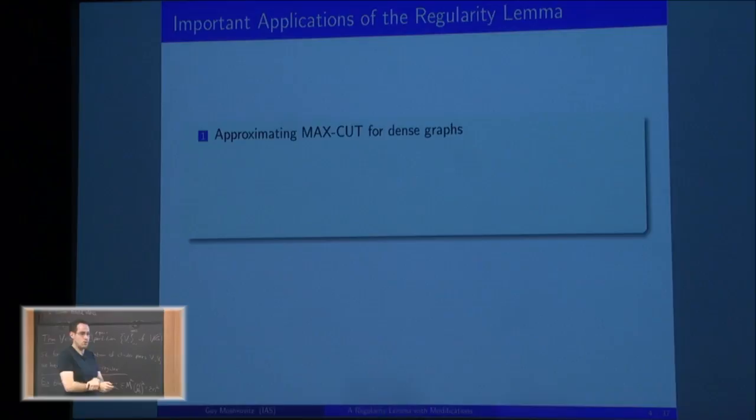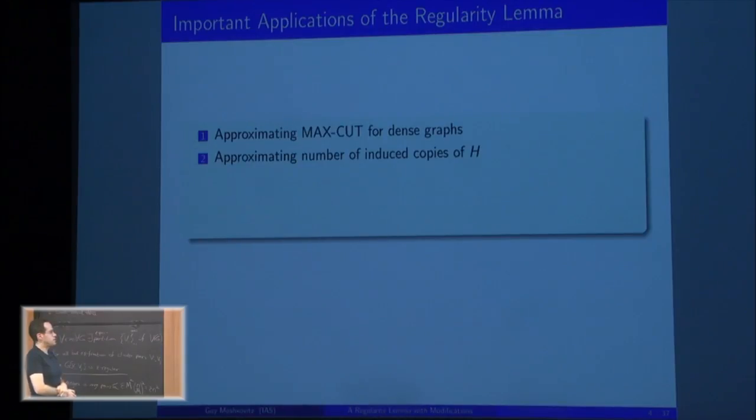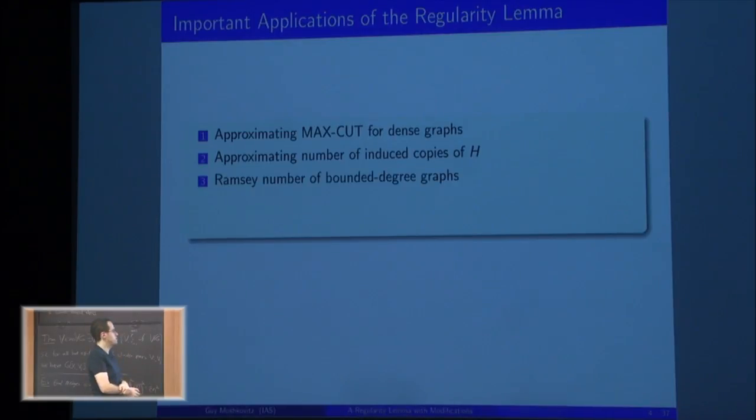For graphs of density n log n, this obviously doesn't work, and in fact there's no approximation algorithm, assuming P does not equal NP. Okay. Another application is to approximate the number of induced copies of some fixed graph. I won't talk about this in detail.